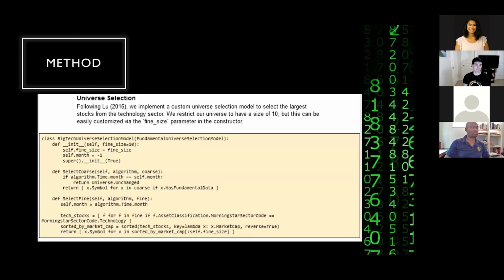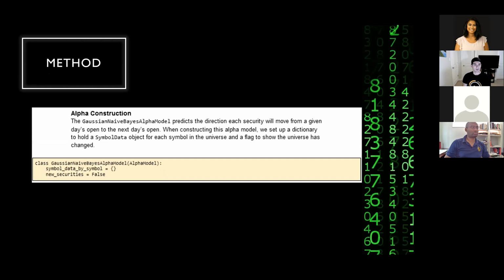So now I'm going to step through the method of how we actually implement this in QuantConnect. We first start with the universe selection model, and we implement a custom one to return the 10 largest technology stocks. We also set up an alpha model that we call the Gaussian Naive Bayes alpha model. This is the model that's predicting the direction of the future return from the given day's open to the next day's open.